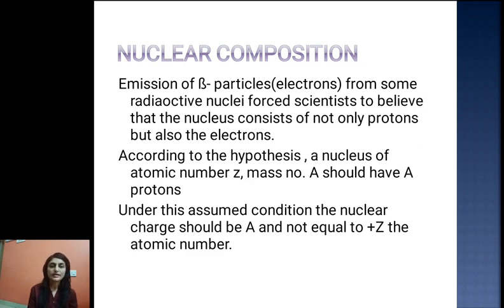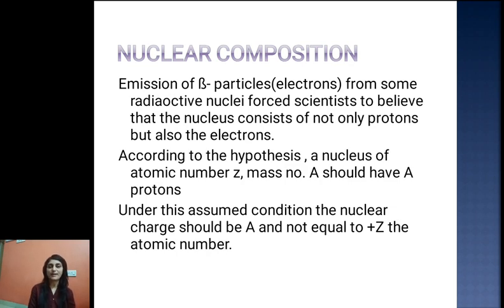Now let's talk about nuclear composition. We say that beta particles are emitted from the nucleus. A radioactive nucleus emits beta particles. What is a beta particle? A beta particle is nothing but an electron. So what we are saying right now is that electrons are emitted from the nucleus, right? But electrons are not inside the nucleus. They are orbiting around the nucleus. Inside the nucleus, we have just protons and neutrons. Then how is it possible that electrons are coming out of the nucleus?